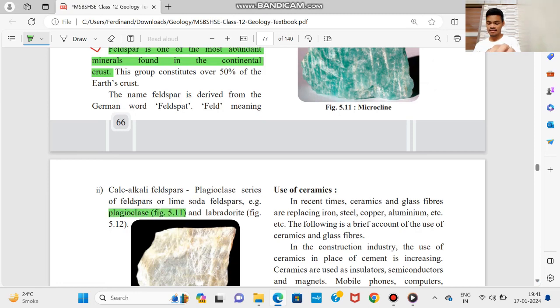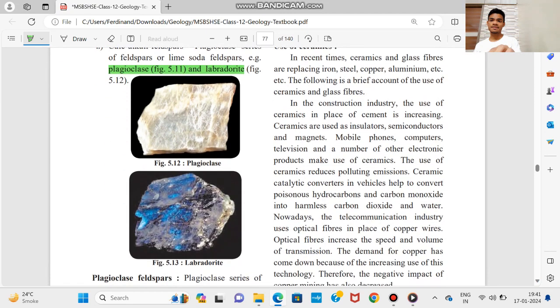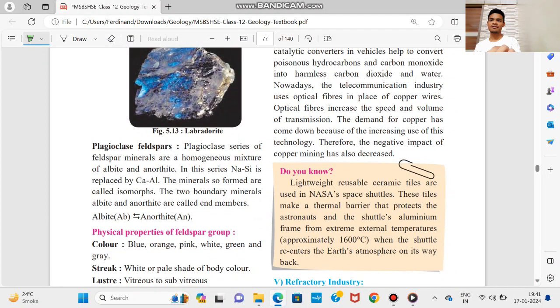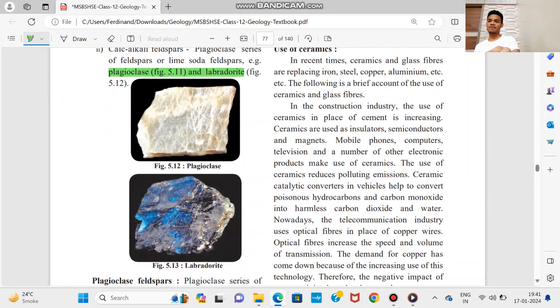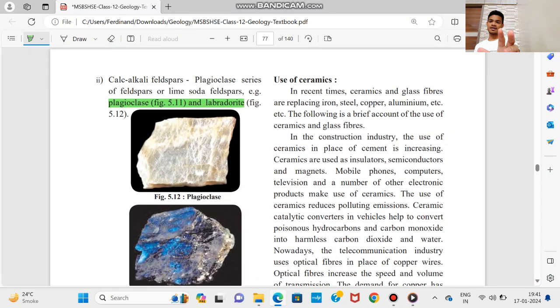Under alkali feldspar, these are the 2 examples, orthoclase and microcline. But for calc-alkali, you have these examples, plagioclase and labradorite. The picture is given, you can see. Another transition is present over here. The 2 boundary minerals, albite and anorthite, are end members. You have to read this paragraph, and you can see that albite can change to anorthite and anorthite can change to albite. I have little idea about this, but just know this transition.